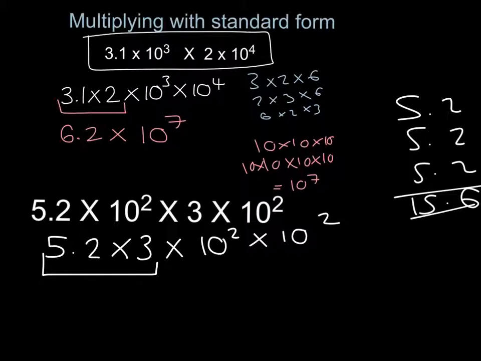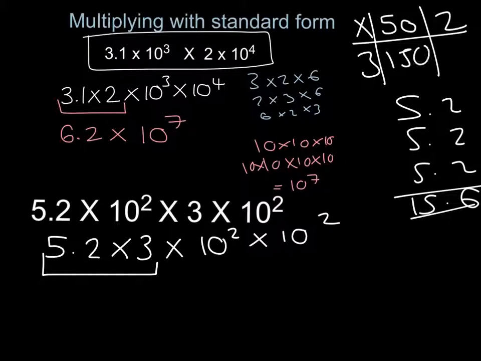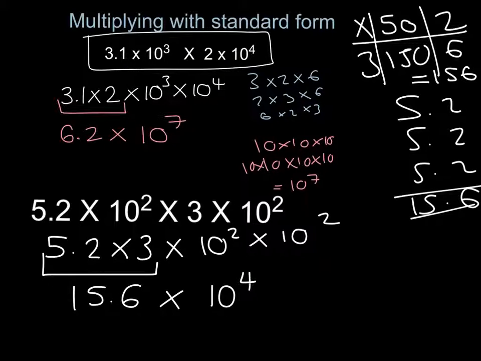Or remember, 5.2 times 3 is the same as 52 times 3, which is 156. That question is 10 times bigger, so you need to make your answer 10 times smaller, and it'll still be 15.6. So that gives us 15.6 times 10 squared times 10 squared, which is 10 to the power of 4. And remember, if in doubt, write it out.